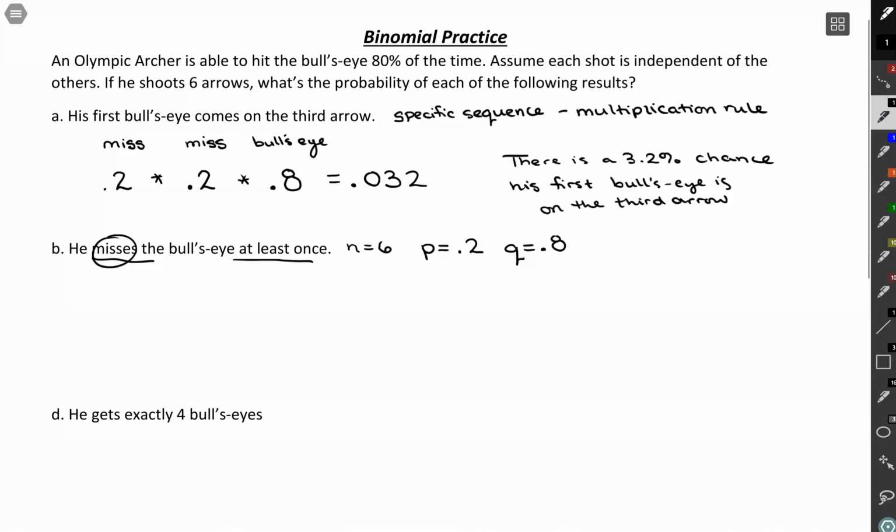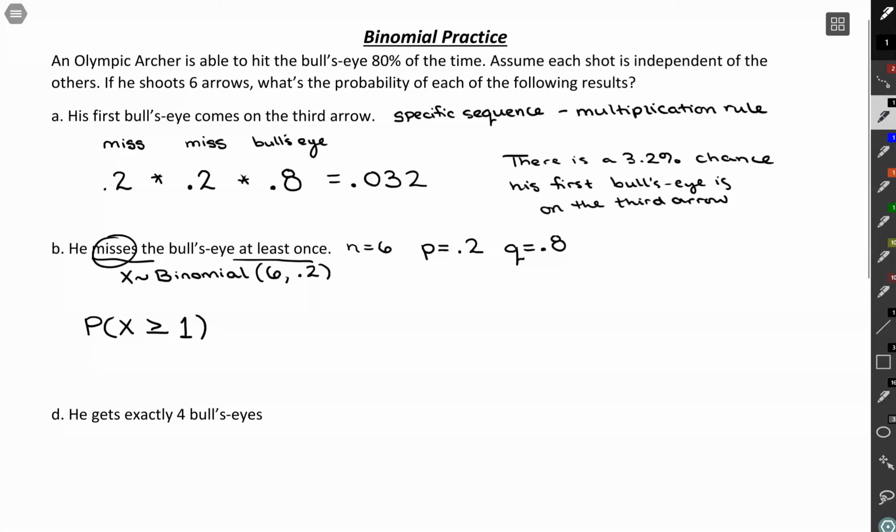So just be careful with the information they give you and then how they're asking the question in terms of what designates what is the success and what is the failure. So the model I'm going to use here is a binomial model because they're not telling us a specific sequence of events. We just want to see that he misses at least once. So it can happen in any order. We have 6 trials, and our probability of success here is 20%. And I want to see what's the probability that he misses. So X is going to represent the number of misses, is at least, so more than or equal to 1.